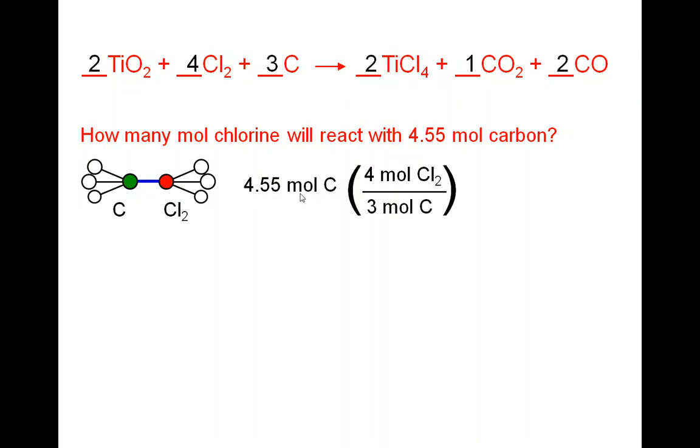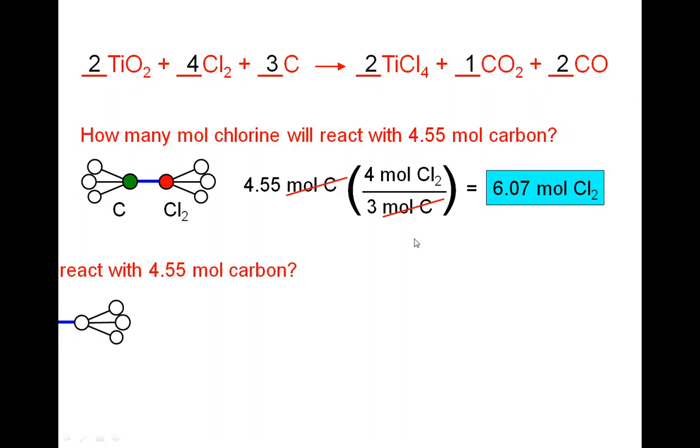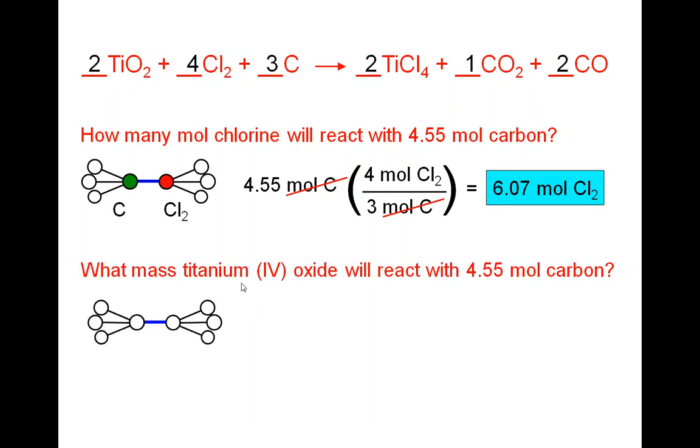Now you do your math here just like you normally would. 4.55 times 4, smash that enter button, and then divide it by 3, and you end up with 6.07 moles of chlorine. Let's look at another example. What mass of titanium 4 oxide is going to react with 4.55 moles of carbon? So you're going to start off the exact same way, 4.55 moles of carbon.